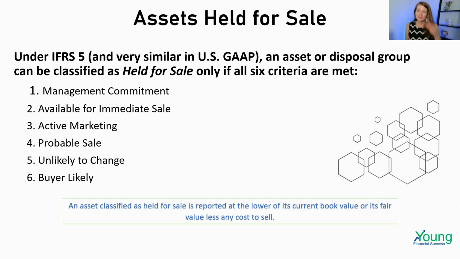So an asset that meets all 6 of these criteria is classified as held for sale and is reported at the lower of its current book value or its fair market value less any cost to sell. So that's the big difference here. We can either show it at the book value, or if it's less, as long as it meets these 6 criteria, we can show it at the fair value minus any cost to sell.